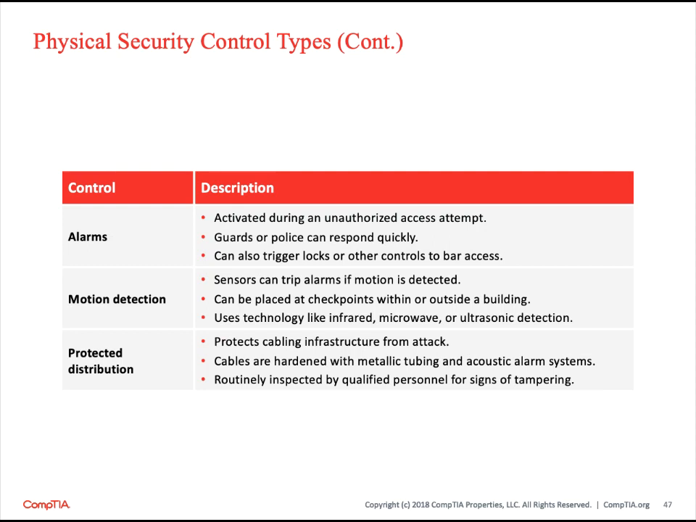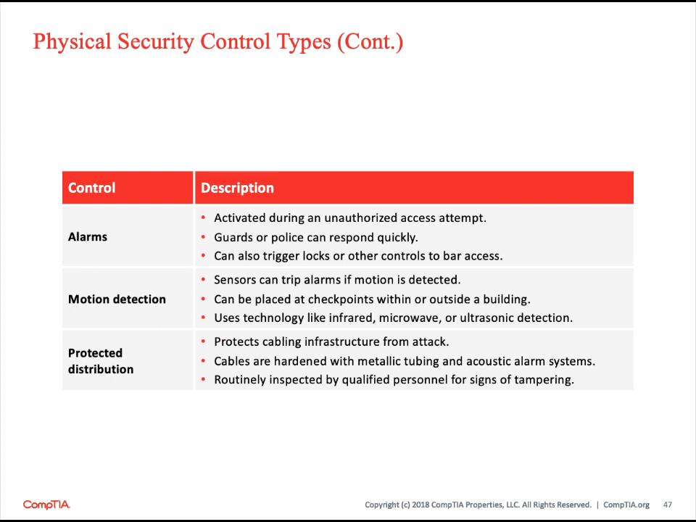And then we have protected distribution. Protected distribution systems are intended to make it difficult for an attacker to compromise cabling. Cables are hardened with metallic tubing and acoustic alarm systems. They're supposed to be inspected by qualified personnel to make sure that nothing went off. A lot of times these are going to have alarms to them.